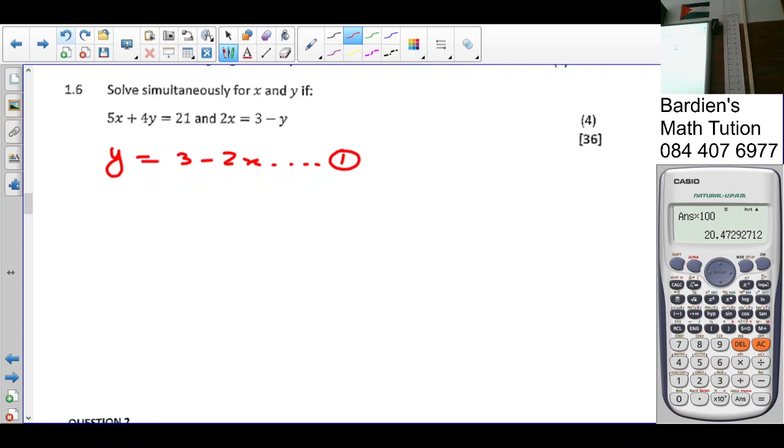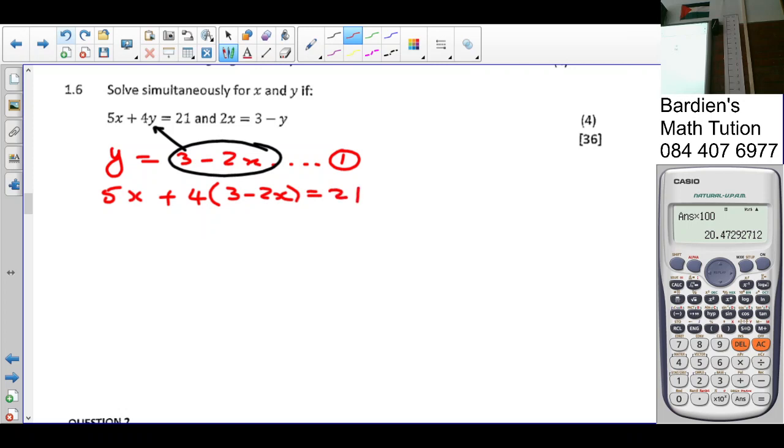Right. So we're going to substitute this into the other equation. That goes into there. Alright, you all understand, eh? So what do we have? 5x plus 4 times (3 minus 2x) equals 21.